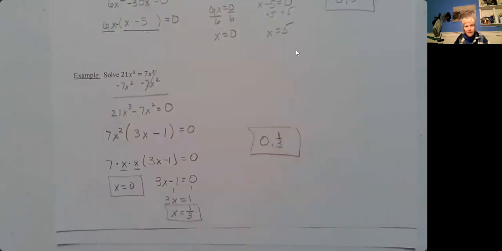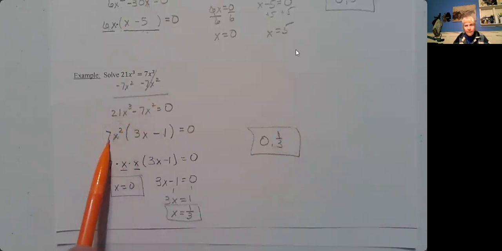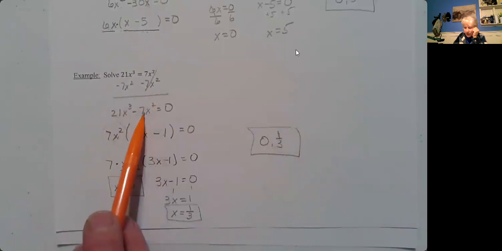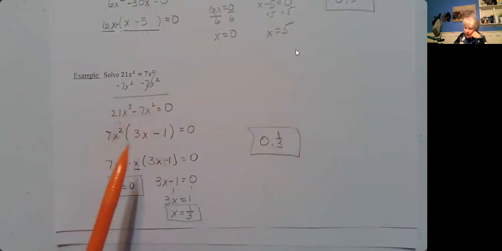Those are your solutions. So you set it equal to 0. You pull out the greatest common factor. That's the largest number that goes into 21 and 7, which is 7. I'm going to try to keep these numbers kind of low so that it's not too hard to see the largest number that you can pull out. And then you pull them out. Always check. Make sure when you multiply, you come back to your original.